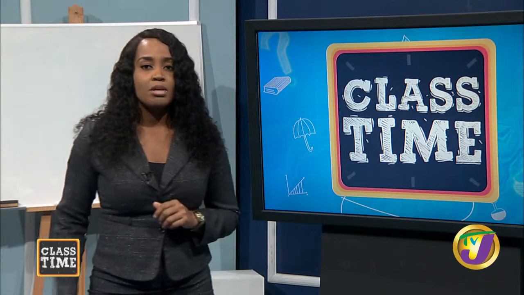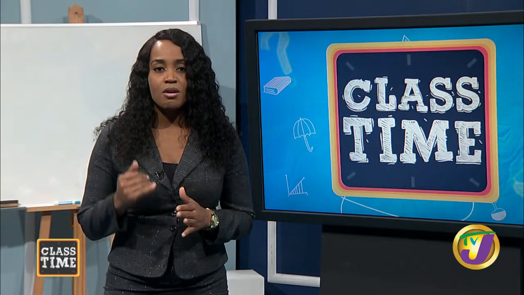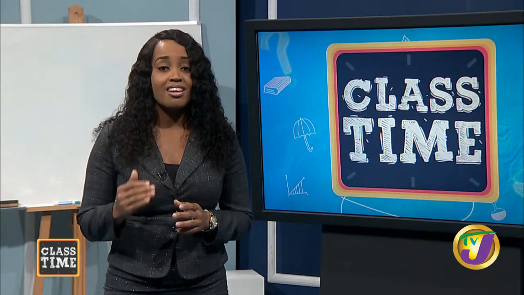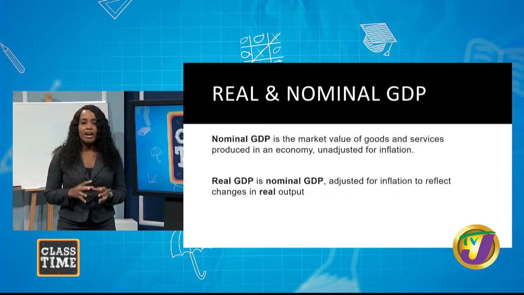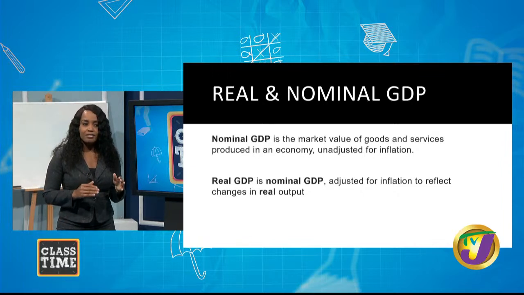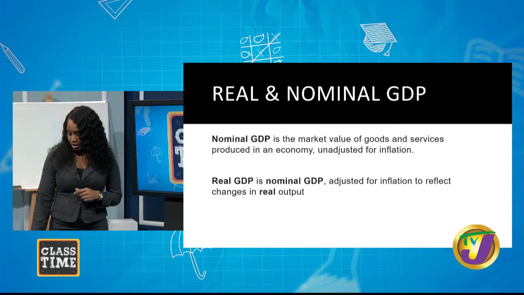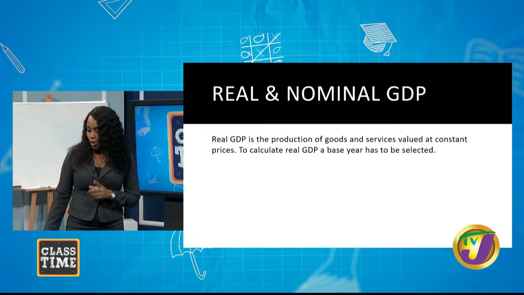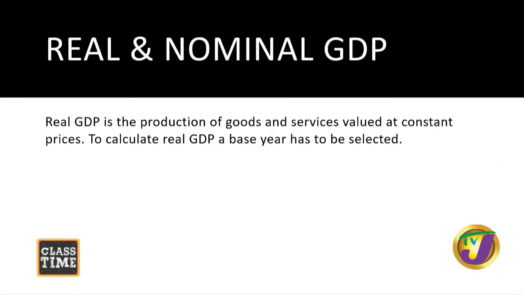So when we look at real and nominal GDP, we are taking into consideration what is happening with prices. Nominal GDP looks at prices that are not adjusted for inflation. So when we look at nominal GDP, we're looking at the price of the goods in the year that it was produced. But when we look at real GDP, we're making an adjustment for inflation, which means we're focusing on the quantities of the goods or services produced rather than just how much we're earning.